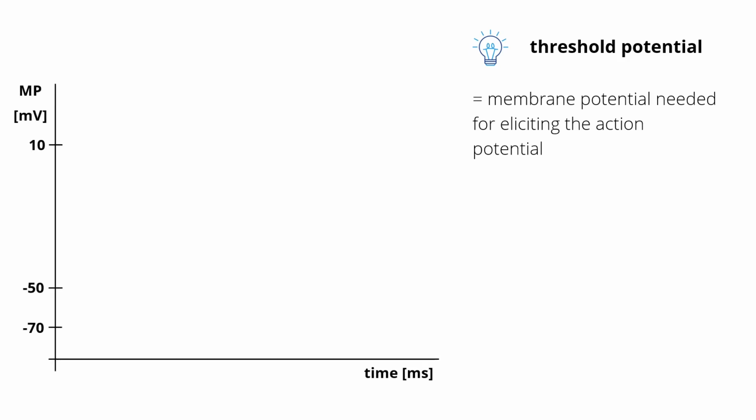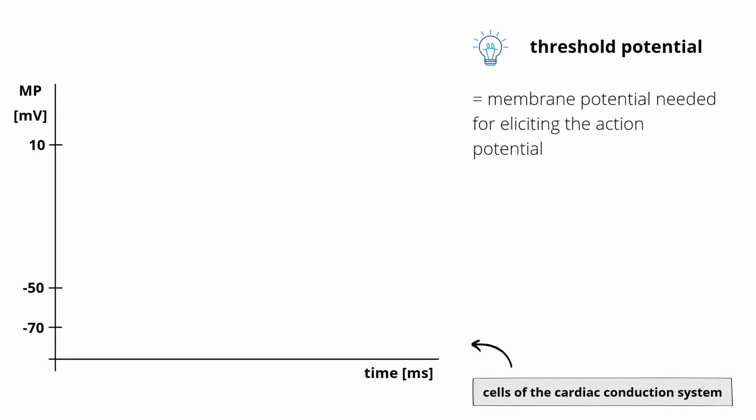Let's look at an example. Again, let's graph the membrane potential over time, and this time, let's look at a cell of the cardiac conduction system. Now, these cells are very important because they generate and conduct electrical impulses that force the heart to contract. If you'd like to know how exactly they work, there's a whole video on them, but now we'll only concentrate on the threshold potential. So at the beginning, our cell has the membrane potential of around minus 70 millivolts.